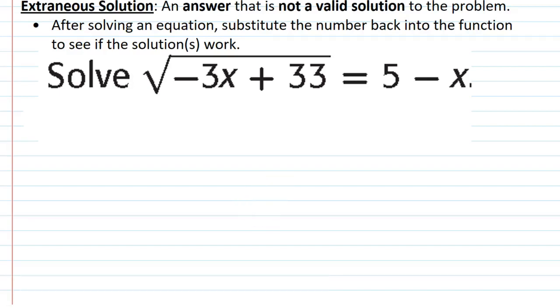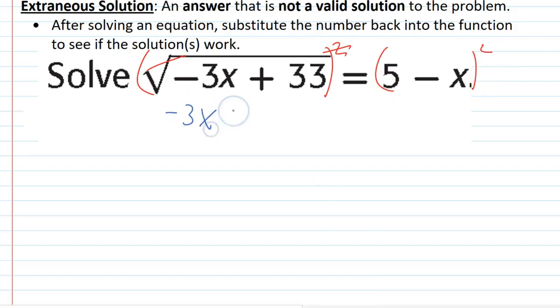If I'm going to solve this equation, I can see that I have a radical. I need to get rid of that radical, so I square it. What you do to one side, you do to the other. The square and the square root cancel each other out. That gives you negative 3x plus 33 is equal to, and then you need to square these. I expect that you know how to do the squaring.